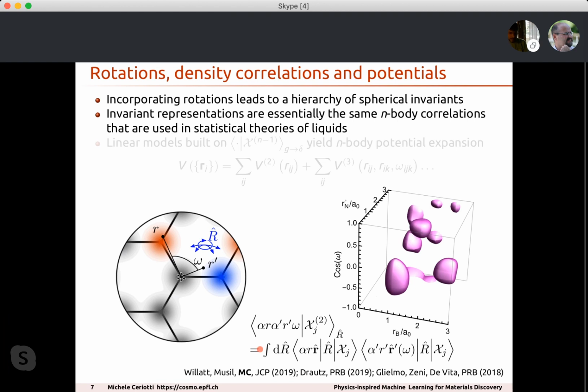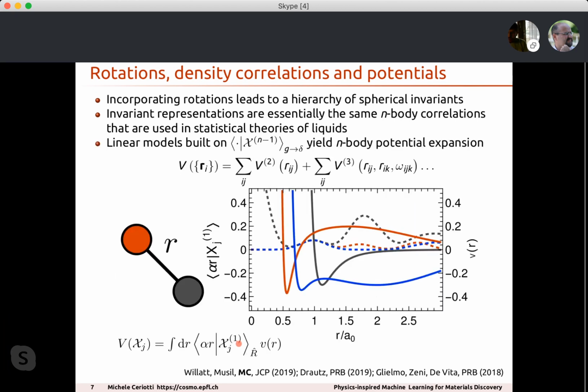A very interesting side effect of representing these structures in terms of an n-point correlation function is that if you build a linear model out of these descriptors, the weights in this linear model are effectively just n-body potentials. So if you use a two-body correlation function as your descriptor and you build a linear model, the weights will be a pair potential. If you use a three-body description and you use a linear model, your weights will be a three-body potential. So there is really a one-to-one mapping between the body order expansion and these body order representations of a structure that incorporate all of the physical symmetries.